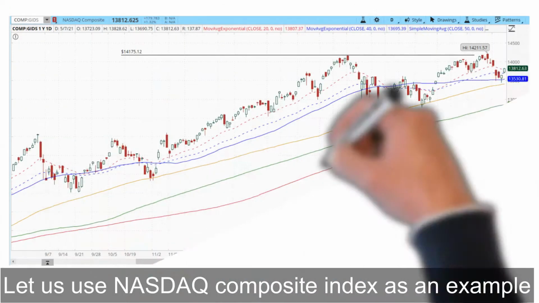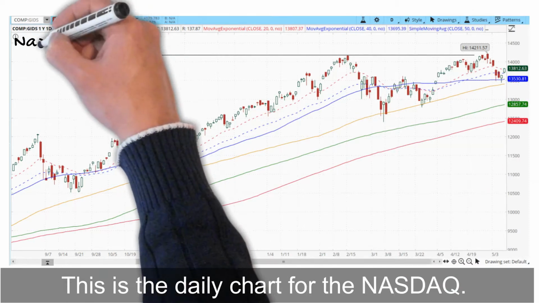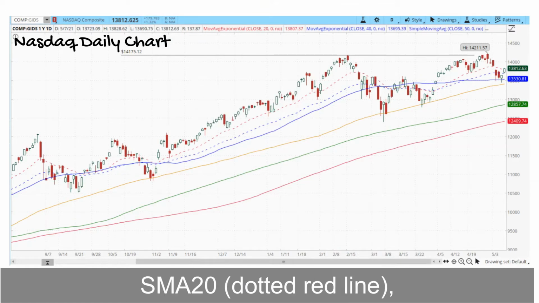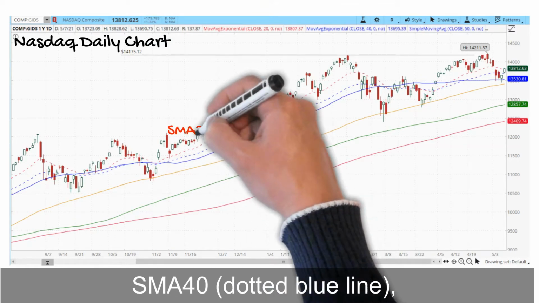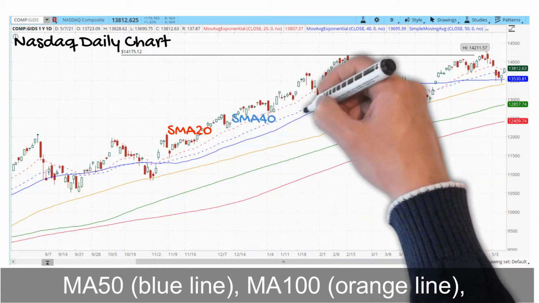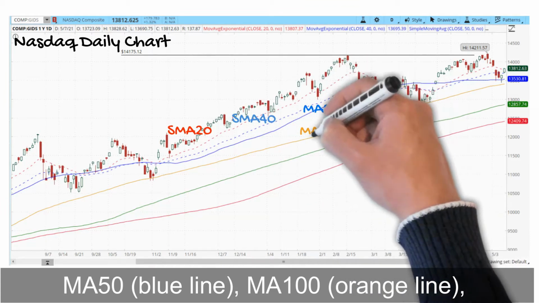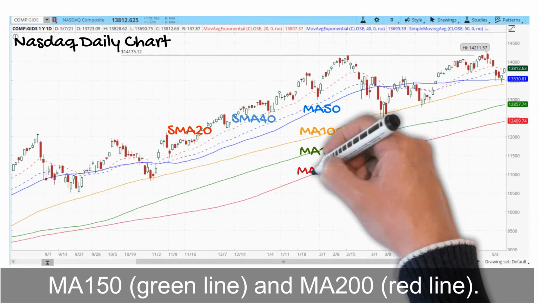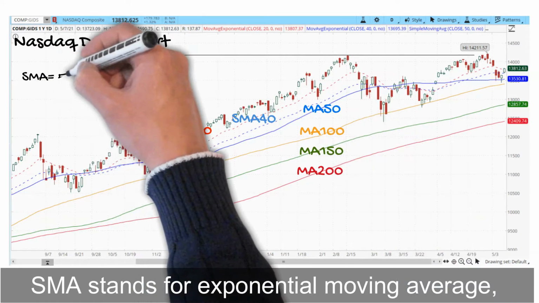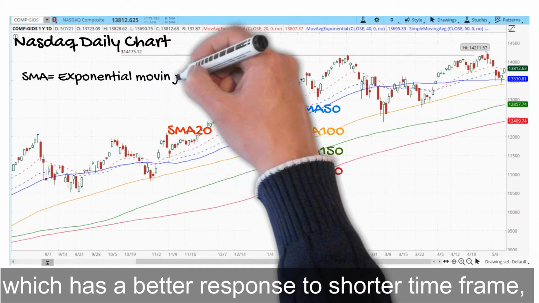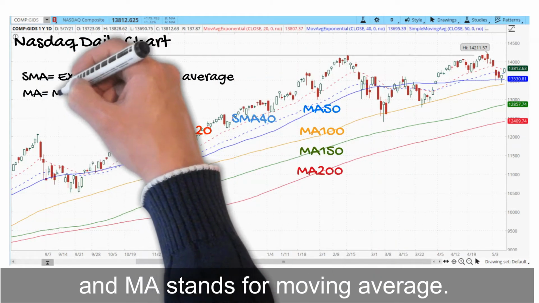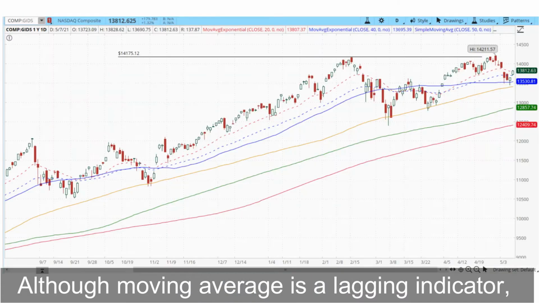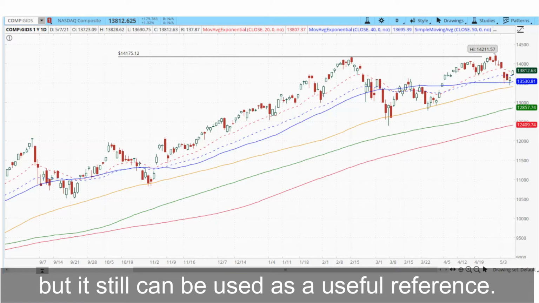Let us use the Nasdaq Composite Index as an example. This is the daily chart for the Nasdaq. There are 5 moving averages: SMA 20, dotted red line; SMA 40, dotted blue line; MA 50, blue line; MA 100, orange line; MA 150, green line; and MA 200, red line. EMA stands for exponential moving average, which has a better response to shorter time frames, and MA stands for moving average. Although moving average is a lagging indicator, it still can be used as a useful reference.